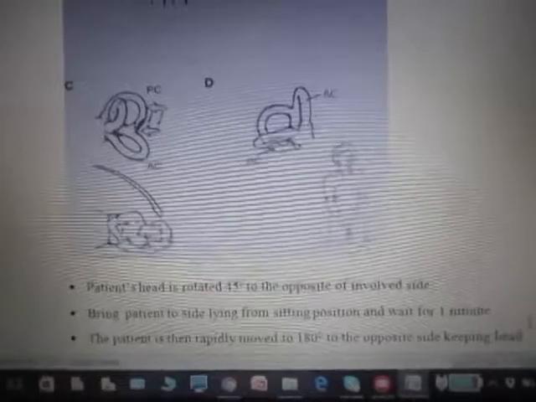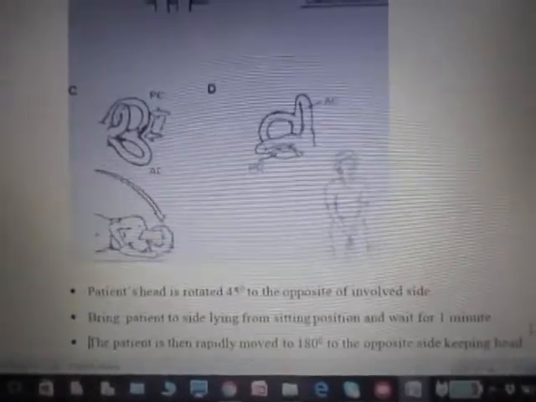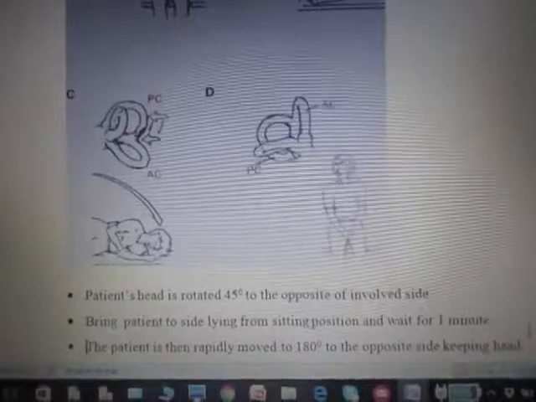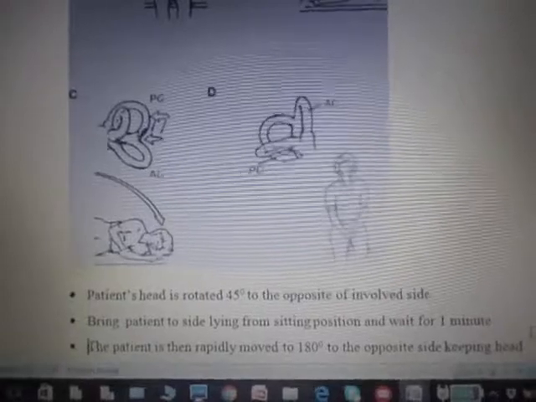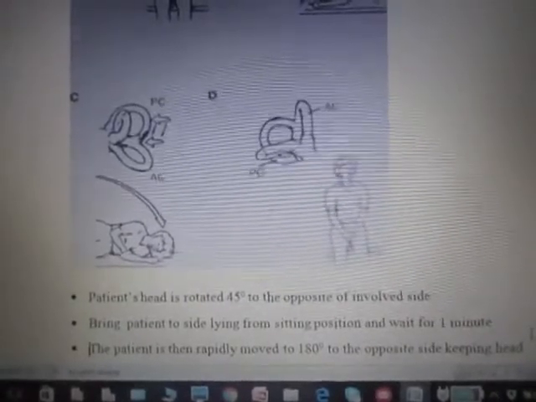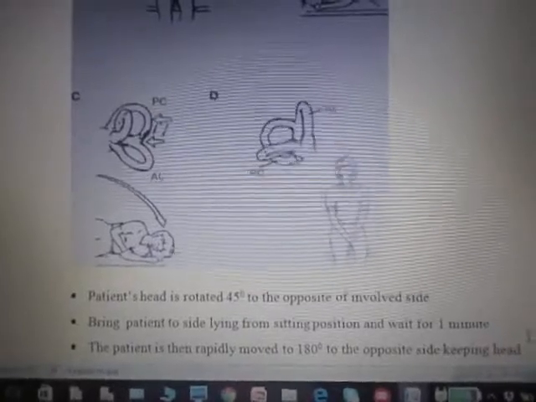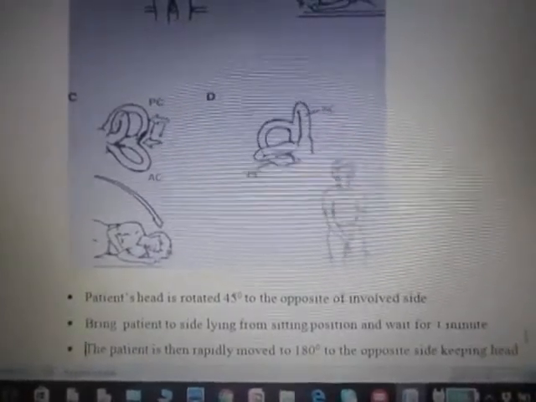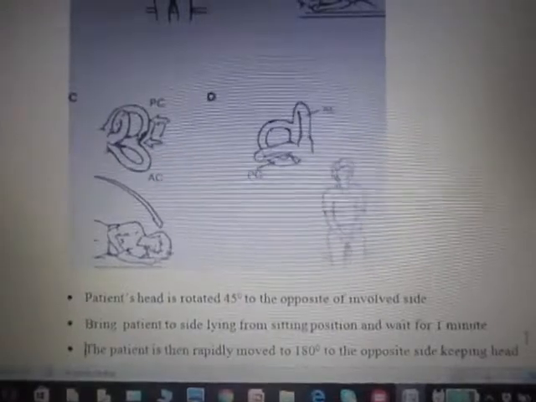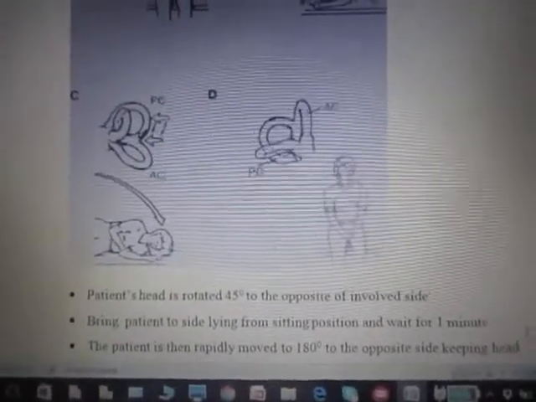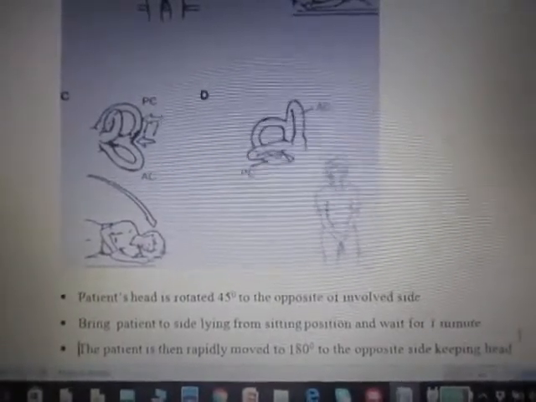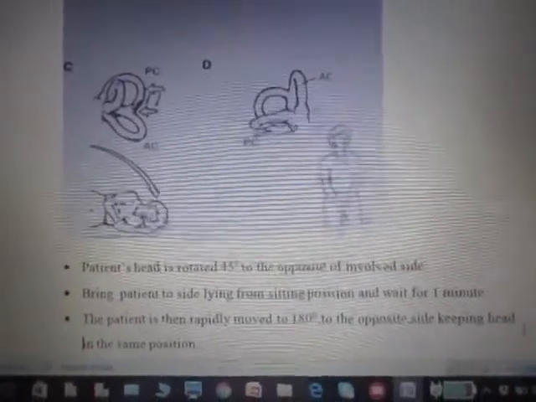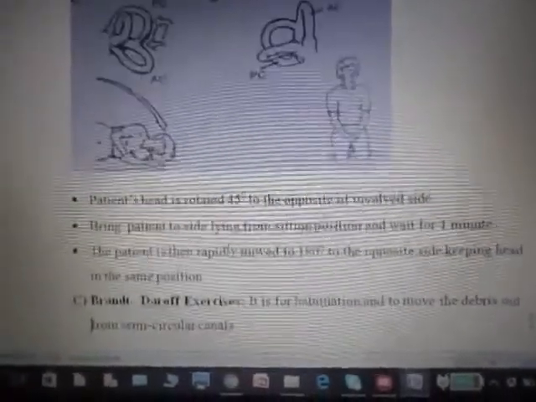Now, if I am having anything on my right side, I have to rotate my head towards my left side, 45 degrees. Okay, opposite to the involved side. Bring the patient to side lying. You have to bring the patient to the side lying from sitting position and wait for 1 minute. The patient is then rapidly moved 180 degrees to the opposite side, keeping the head down in the same position. Okay, so that is about the liberatory cement maneuver.